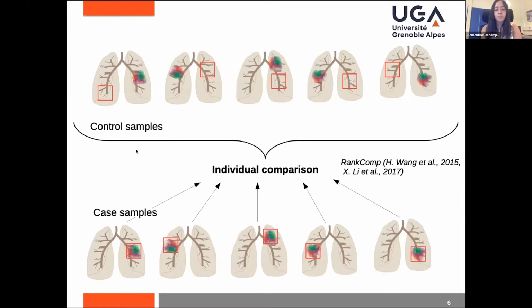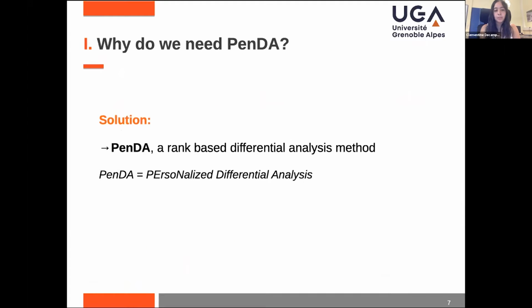So we need a method to make an individual comparison of one case sample versus all the control samples. And one method that does this is RankComp. But when we tested it, first it's hard to use because it's not maintained, and it gives a lot of false positive results. So to overcome all these limitations, we decided to develop our method, PANDA, a rank-based differential analysis method. And PANDA, of course, is a natural acronym of personalized differential analysis.